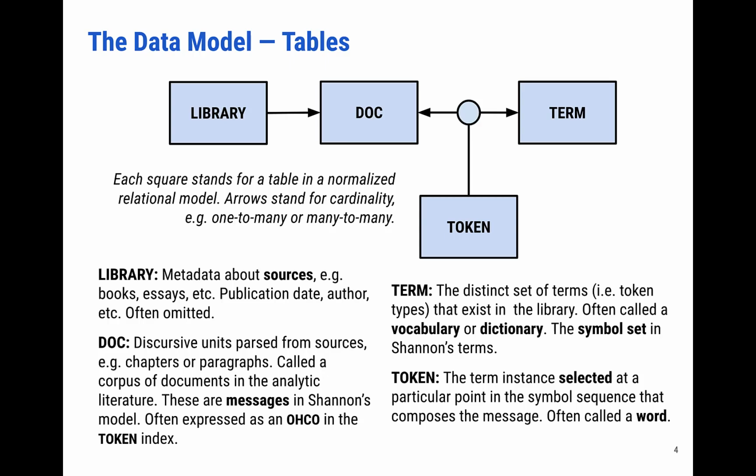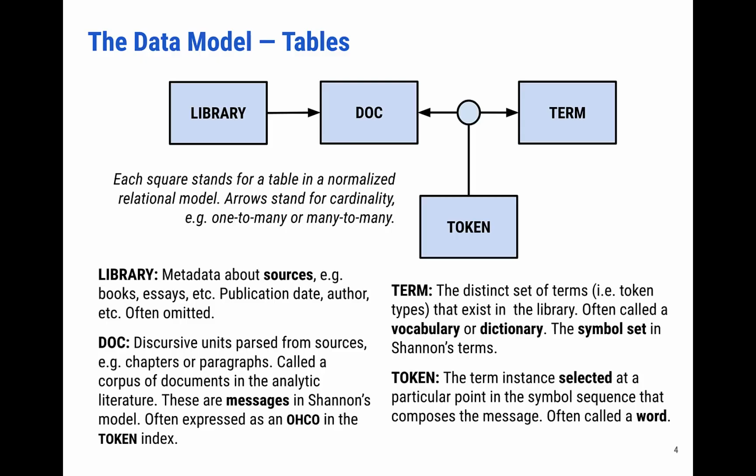The next table I want to look at is the doc table. This consists of all of the chunks of text that you've extracted from your sources. And these can be paragraphs, they can be chapters, they can be arbitrary segments of text. They're called a corpus of documents in the analytic literature, although the term corpus is one of those words that is used differently by different communities.